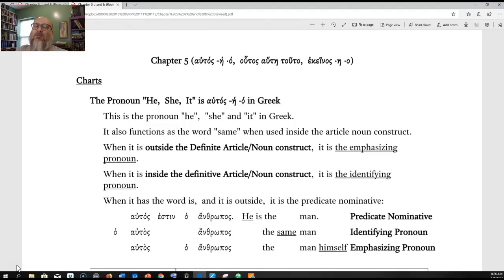I wanted to post this study guide for Chapter 5. You may find Chapter 5 a little overwhelming at first, but it's really not that hard at all.